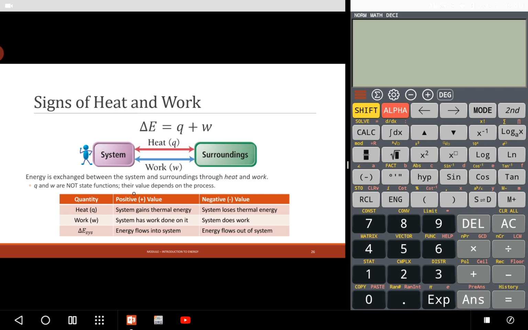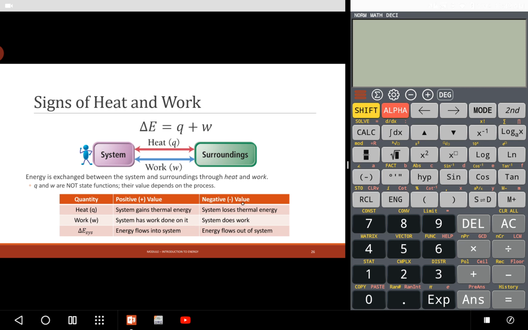So if we have a positive value for heat and work, that means that this system is gaining energy. If we have a positive value for heat, that means the system is gaining thermal energy from the surroundings. And if we have a positive sign for work, that means that the system is having work done on it. And so overall, your delta E for your system is positive because energy is flowing into your system overall.